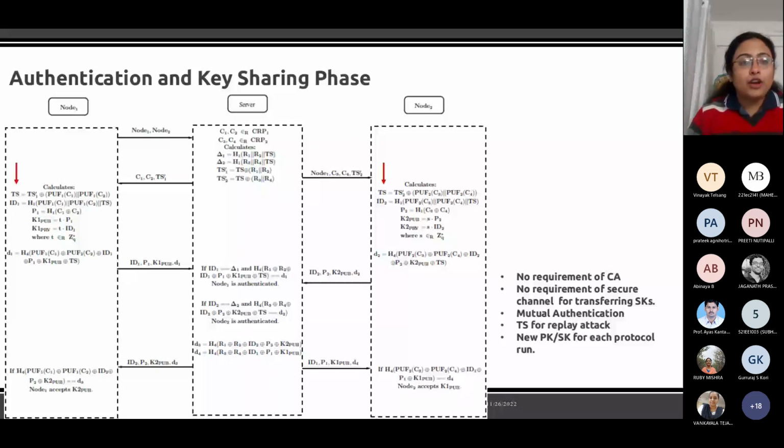Now, because node 1 has this PUF1 and node 2 has this PUF2, they can actually characterize these challenges, get the response, and XOR with the hashed timestamp. So the TS1 is nothing but TS XOR R1 R2, and then it will again XOR it with the responses. So ideally it will get back the timestamp.